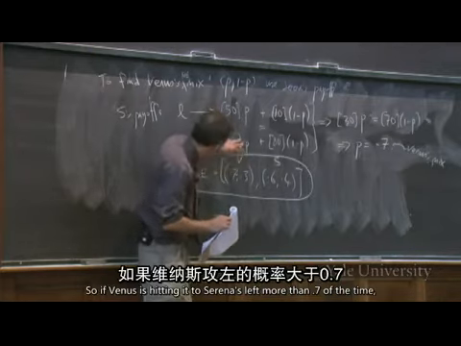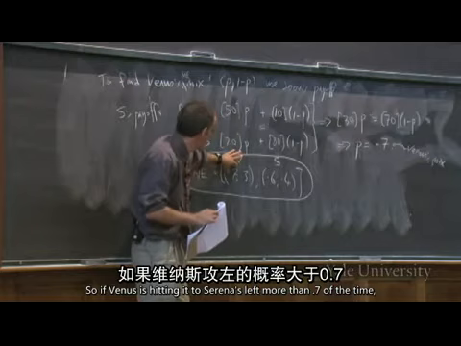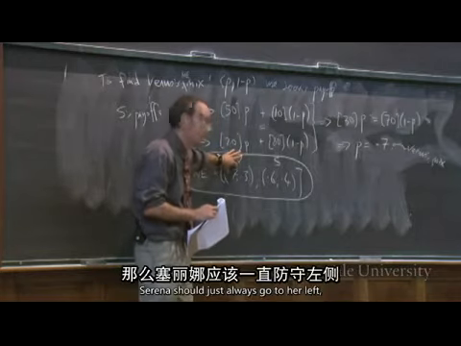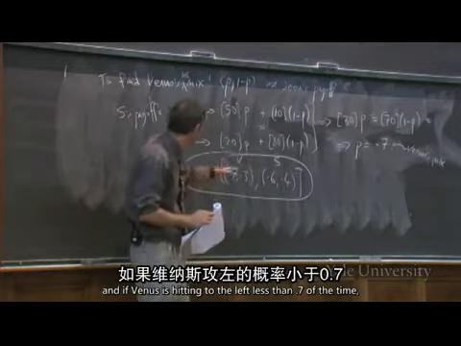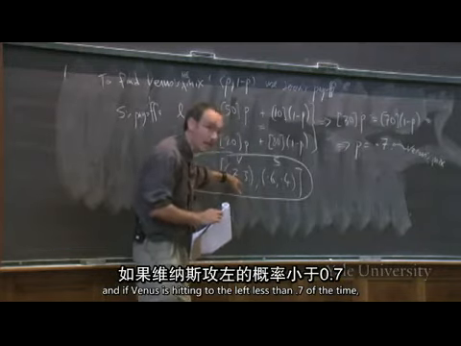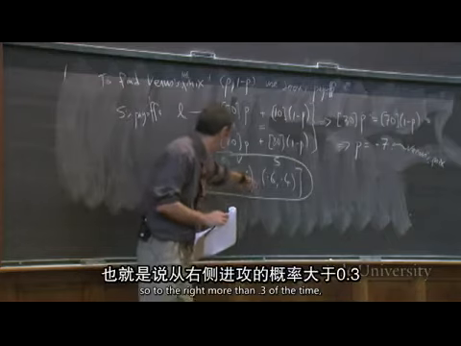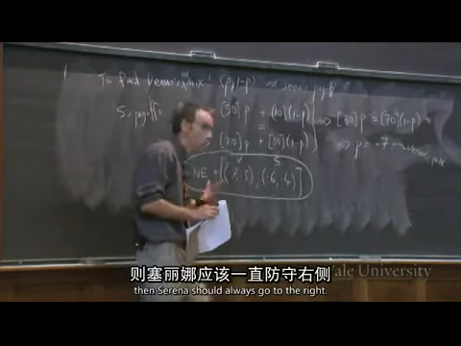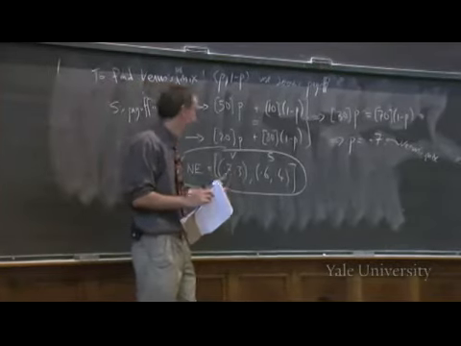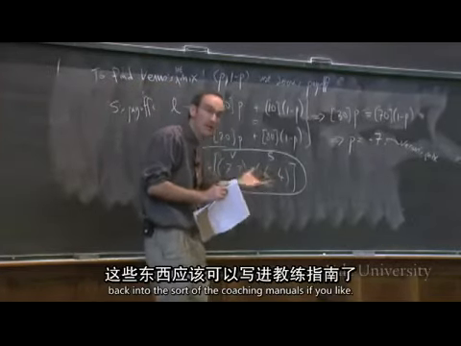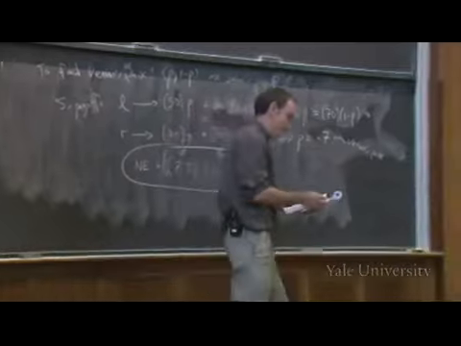So if Venus is hitting it to Serena's left more than 0.7 of the time, Serena should just always go to her left. And if Venus is hitting to the left less than 0.7 of the time, so to the right more than 0.3 of the time, then Serena should always go to the right. So that's how this comes back into the coaching manuals, if you like.